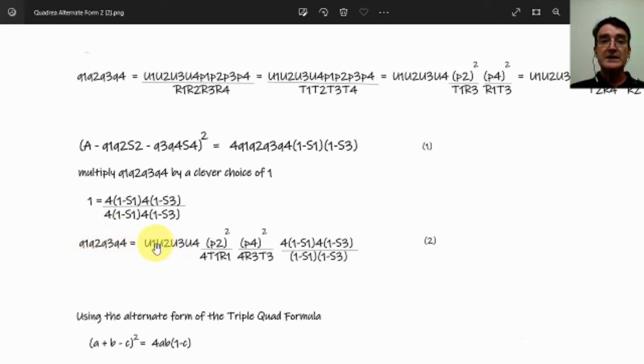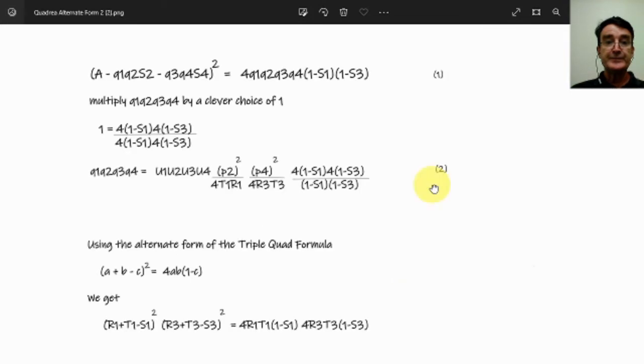Q3, Q4 is equal to U1 times U2 times U3 times U4 times P2 squared times P4 squared divided by 4 times R1 times T1 divided by 4 times R3 times T3, times 4 times (1 minus S1) times 4 times (1 minus S3) in the numerator, divided by (1 minus S1) times (1 minus S3) in the denominator. So all we do is take this value of 1 here and multiply it by that equation up here to get this right-hand side, equation 2.